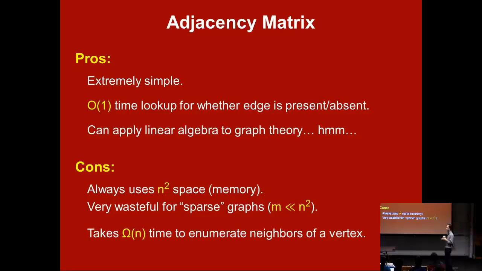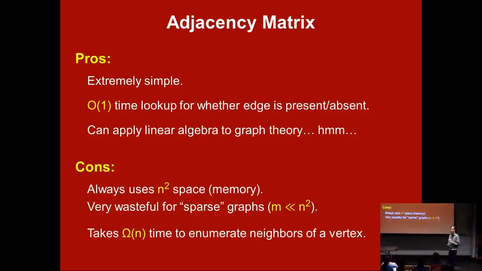OK, so if you imagine the graph of Facebook, where n is a trillion, you're not going to want to store that with an adjacency matrix, because then the size is a trillion squared. That's very large. So that's a downside. Any other downsides? I mean, that's pretty big, but yeah.